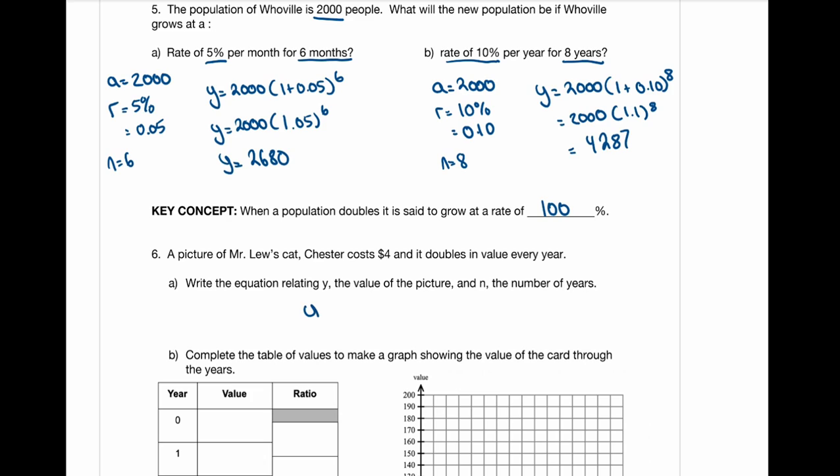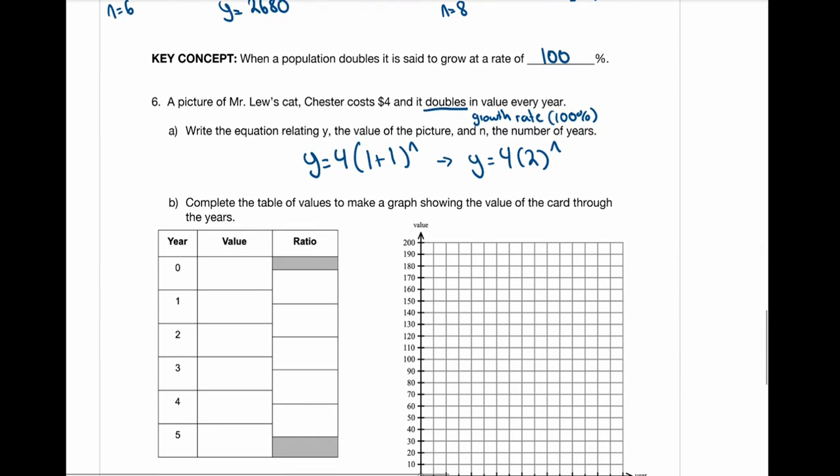So in this case, y equals, the initial value is 4, and it's going to be 1 plus the growth rate. And in this case, because it doubles, the growth rate is 100%. So 100% as a decimal is 1, and to the power of n. And this can simplify to y equals 4 times 2 to the power of n. So this does make sense now that we're doubling. So 4 times 2 to the power of how many years we're going to be looking at.